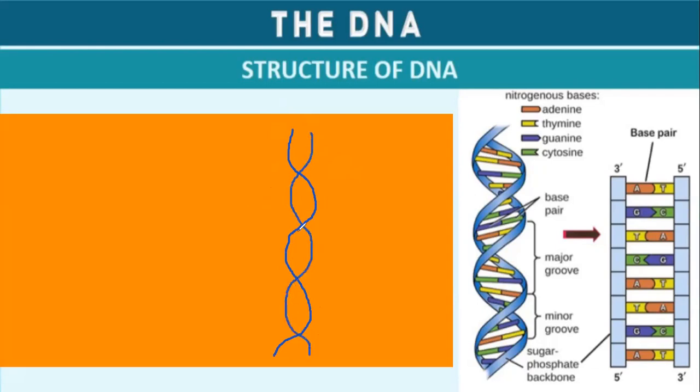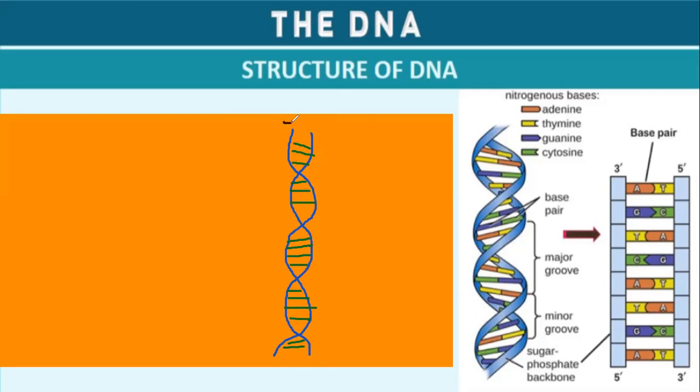Okay, just imagine that this is the structure of DNA, and we have nitrogenous bases in the middle. Just drawing three or four. Okay, let's imagine this is the DNA. So from this we can see how it is marked, this 5' and 3'.